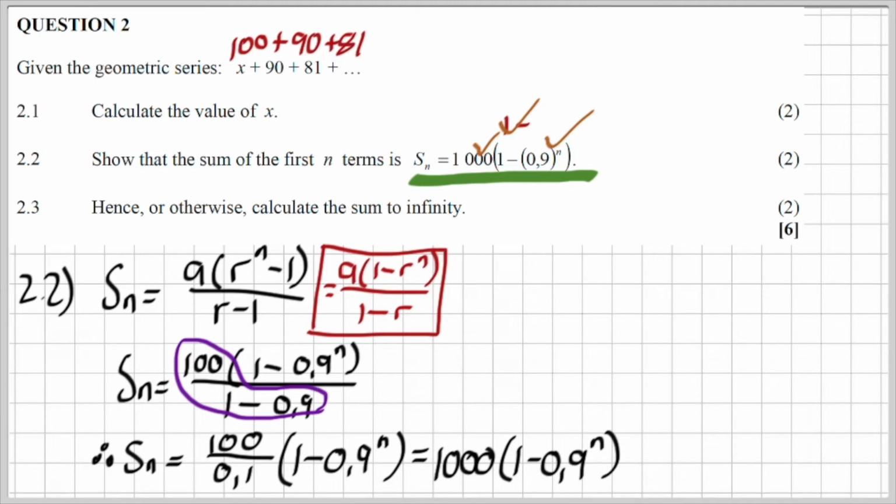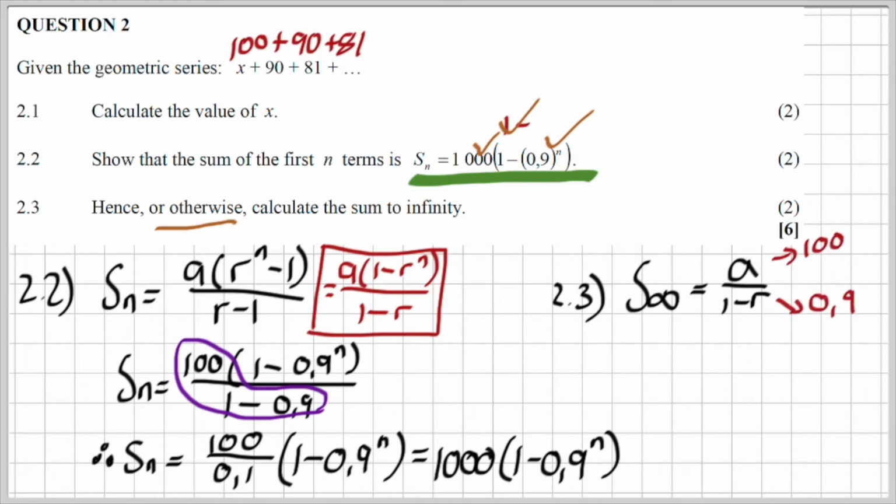Calculate the sum to infinity. I'm going to choose to do the "or otherwise", and they say I can. So I'm going to use the formula for S infinity: a over 1 minus r. a is 100 and r is 0.9, which means I've got 100 over 1 minus 0.9, which gives you 1000.